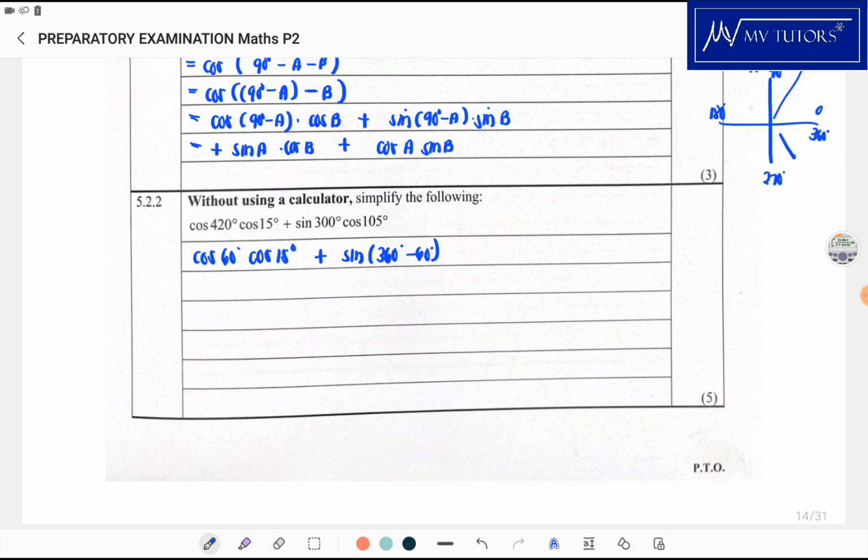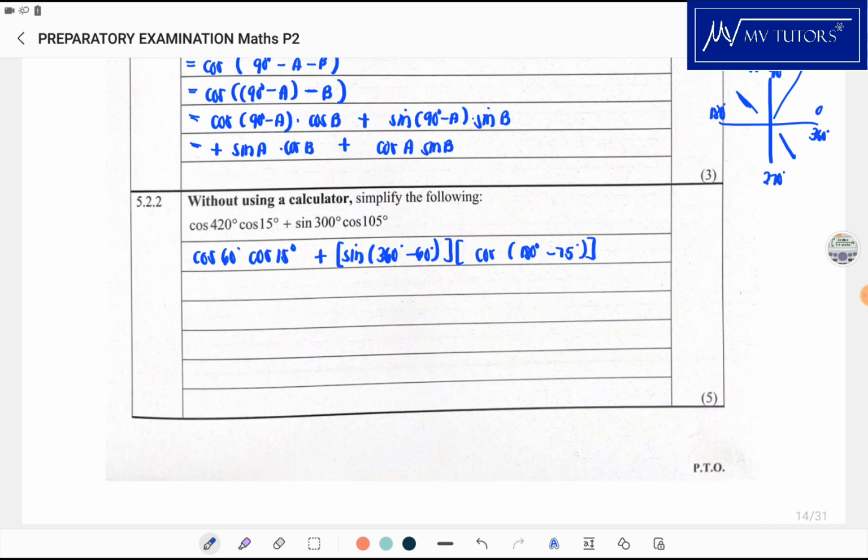And cos 105. So 105 is in the second quadrant. Before I even reduce it, I know sine in the fourth quadrant is negative and cos in the second quadrant is also negative. But let's just do this rather. From 180, I would have to subtract 75 in order to get 105.